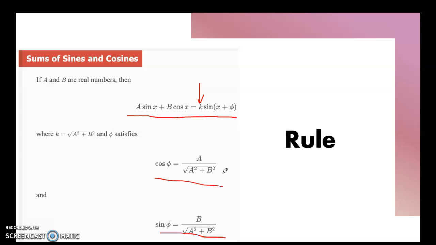So this rule's another one you're going to want to have down. And again, on the test, I will make sure that you have all the rules, everything you need. And you'll just have to know how to use them.